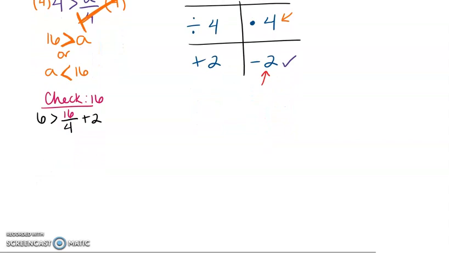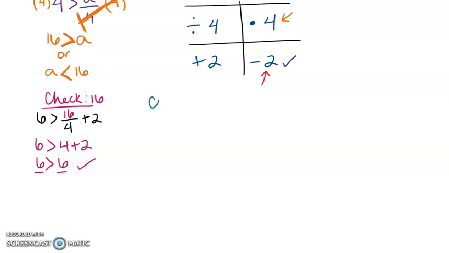And now I'm going to simplify from here. So I have 6 is greater than 16 divided by 4 gives me 4 plus 2. So I have 6 is greater than 4 plus 2 gives me 6. And while 6 is not greater than 6, because a number can't be bigger than itself, the fact that I have the same number on both sides tells me that I found the right number as my answer. 16 is the correct value that we need to have. But now we need to make sure that our sign is going in the correct direction.